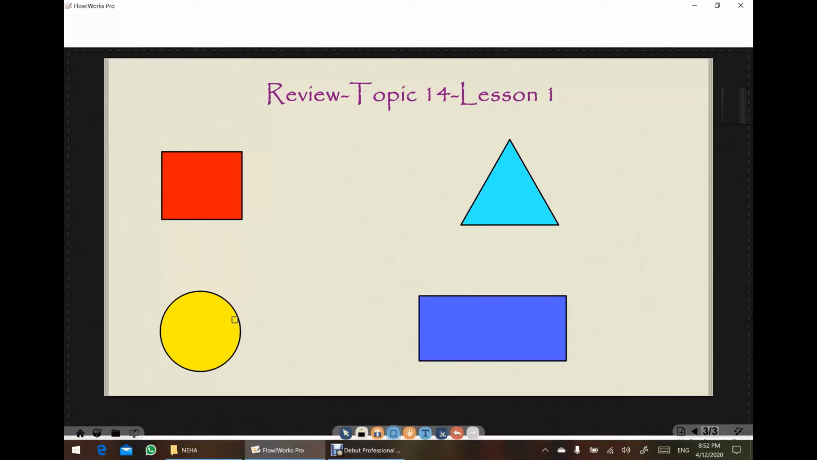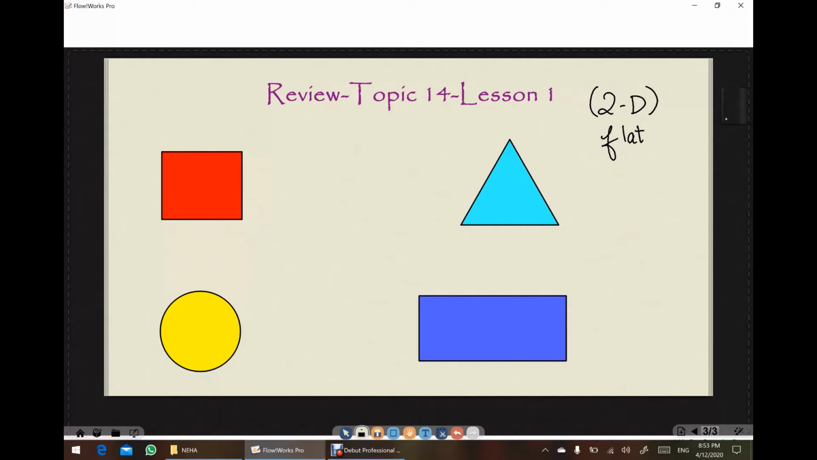Now let's take a review on what we learned yesterday in lesson 1. Now these are the 2D shapes. Now you know what are 2D shapes, right? Two-dimensional shapes, shapes which are flat. They're flat shapes. It means they just have front and back.